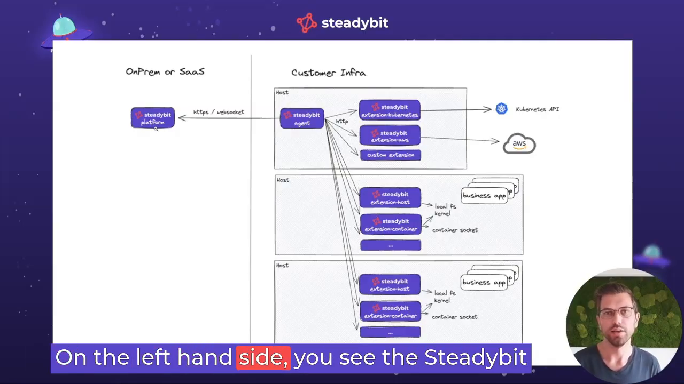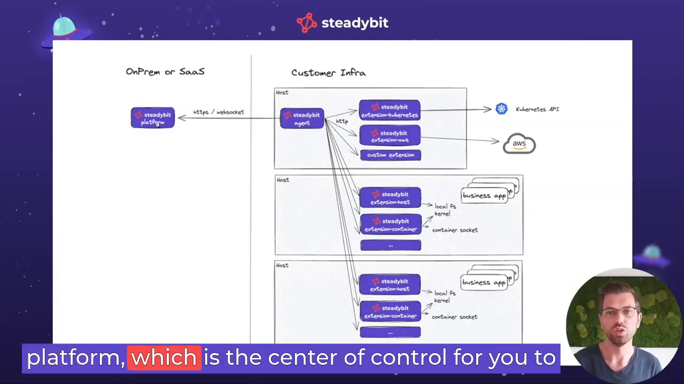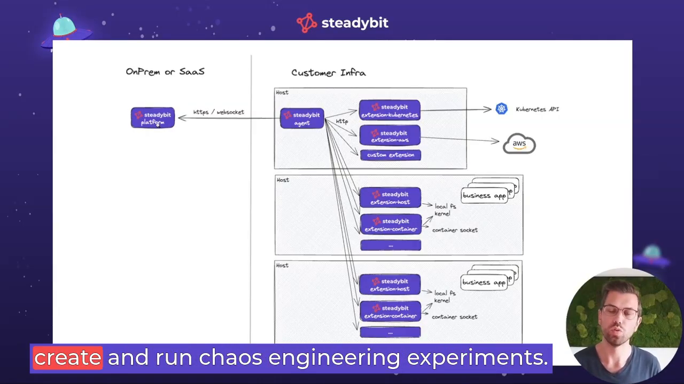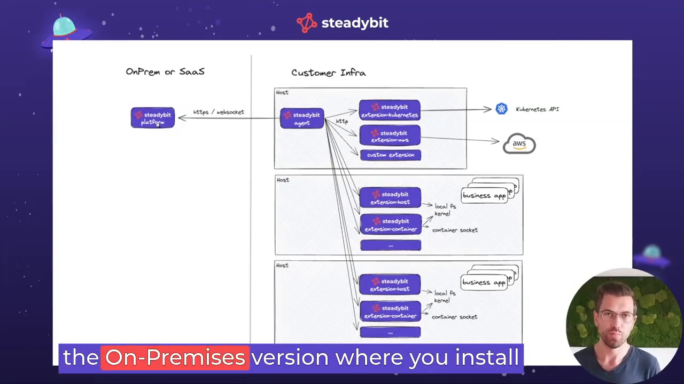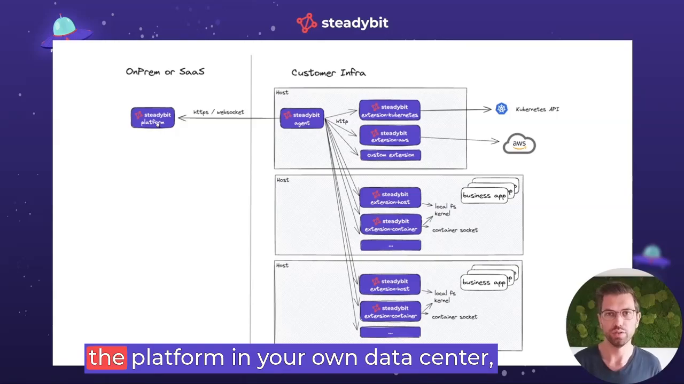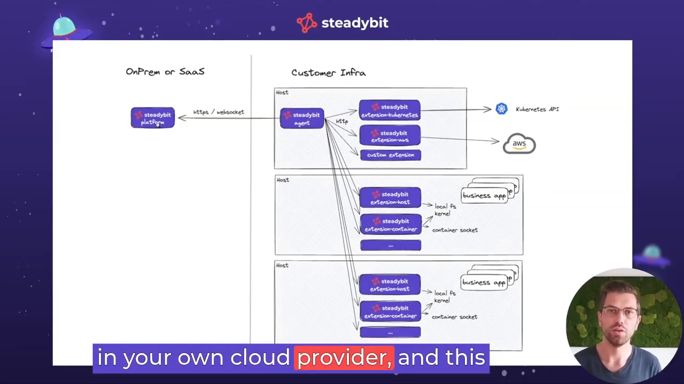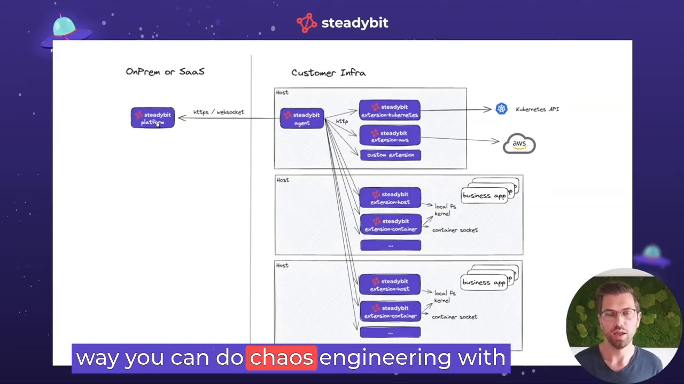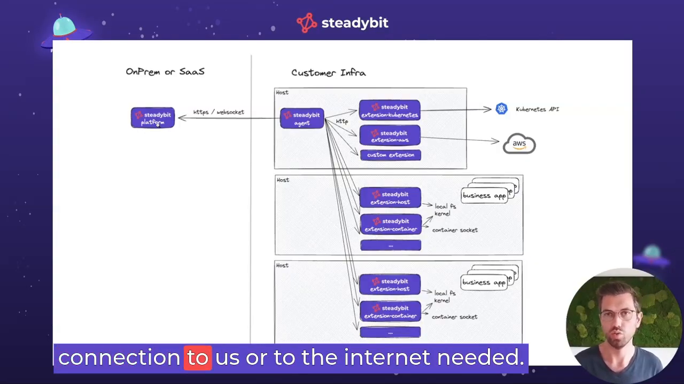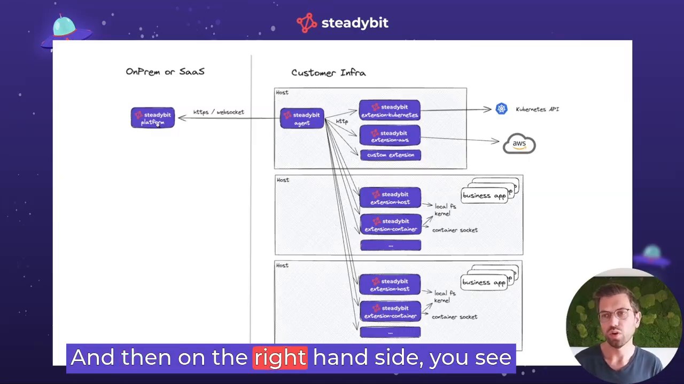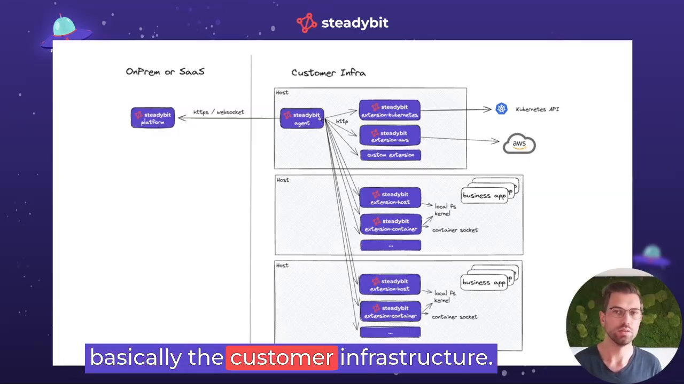On the left-hand side, you see the Steadybit platform, which is the center of control for you to create and run chaos engineering experiments. It is available as SaaS, or you can also use the on-premise version where you install the platform in your own data center, in your own cloud provider. This way you can do chaos engineering with Steadybit fully air-gapped, without any connection to us or to the internet needed. And then on the right-hand side, you see basically the customer infrastructure.